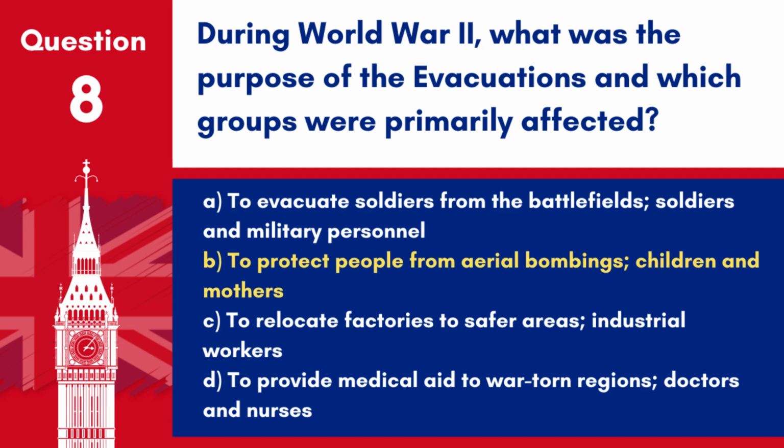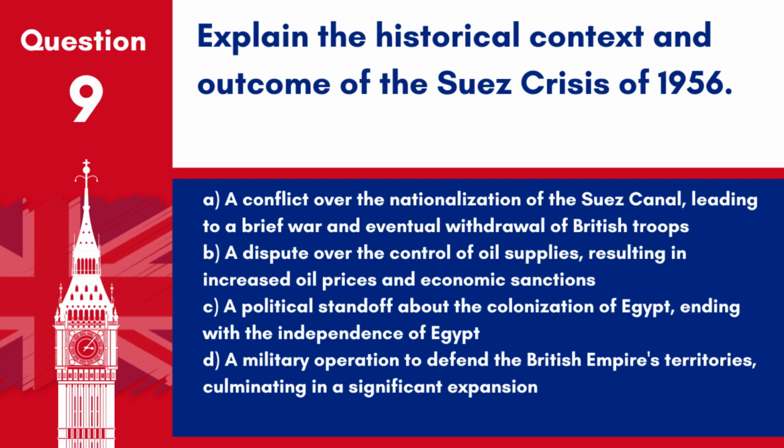Answer: B. To protect people from aerial bombings, children and mothers. The evacuations during World War II aimed to protect civilians, particularly children and mothers, from aerial bombings by moving them to safer rural areas. Question 9.